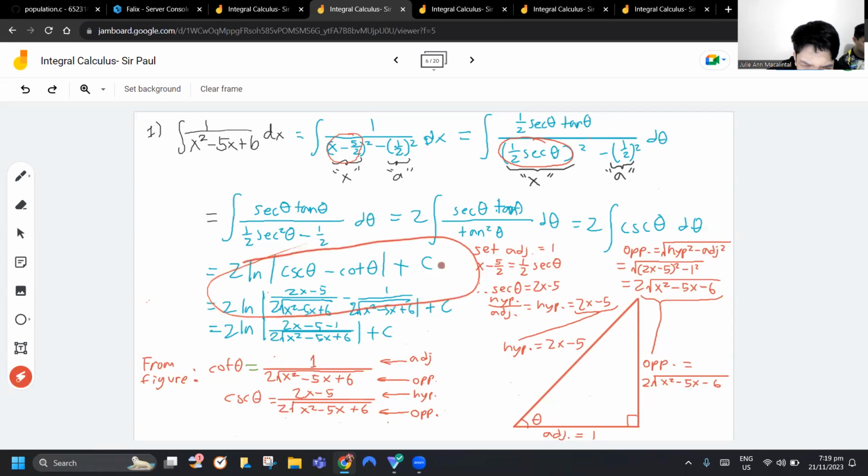This form was easier, but this is the preferred answer because it's in terms of x. We can't do anything further, I think, because x squared minus 5x plus 6 is not a perfect square, so we cannot simplify further. That's problem number 1.